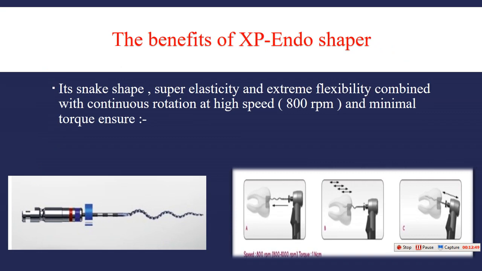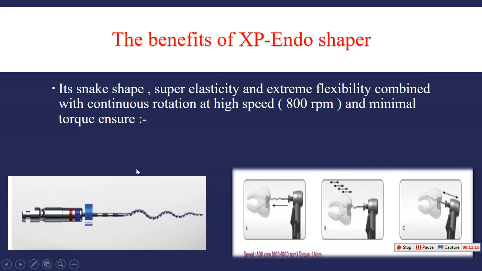The benefit of the XP Endo Shaper. Because of its snake shape inside the canal, after adjusting the working length, it is exposed to the body temperature inside the tooth and changes its shape into a snake shape. Because of its snake shape and extreme flexibility, it works with high speed, reaching 800 rotations per minute, and minimal torque.